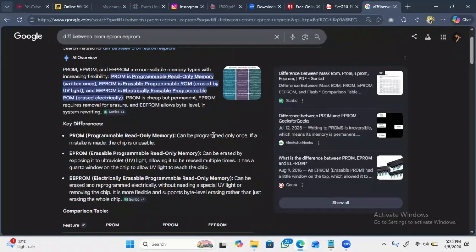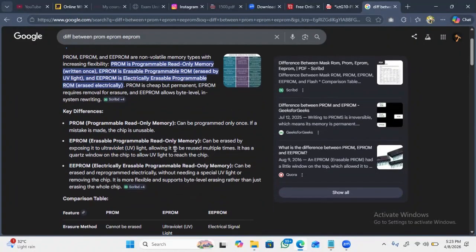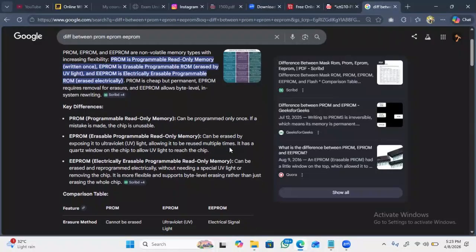Programmable ROM can be programmed only once. If a mistake is made, the chip is unusable. Erasable PROM can be erased by exposing it to ultraviolet light. You can erase it and reuse it multiple times, not just once, but it has a limit.